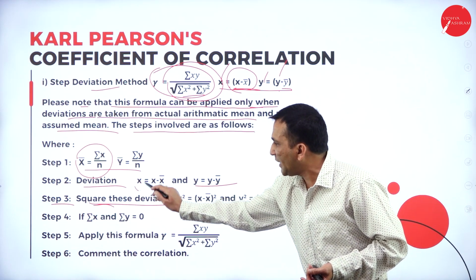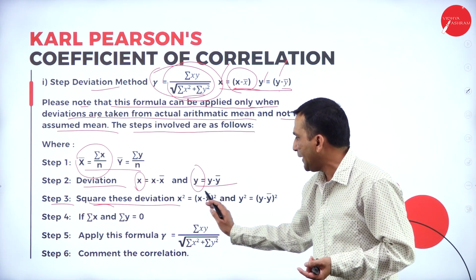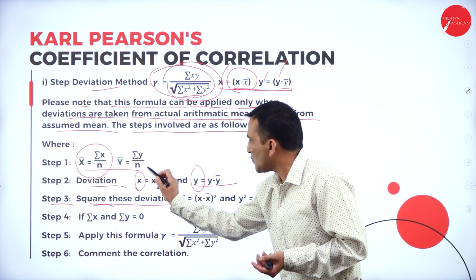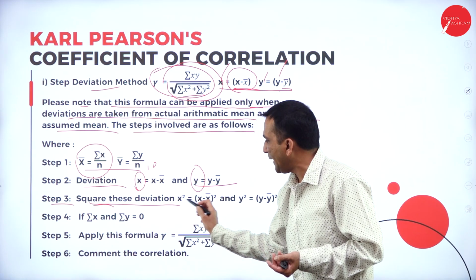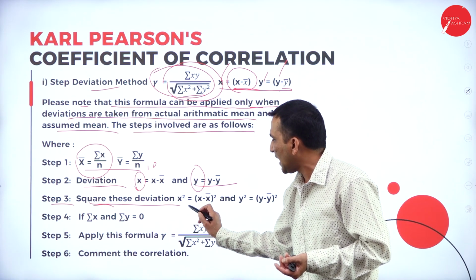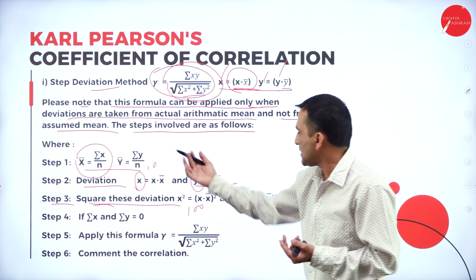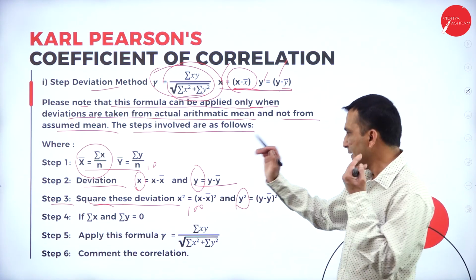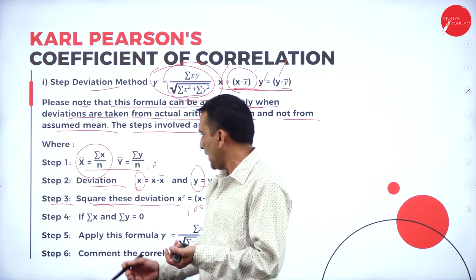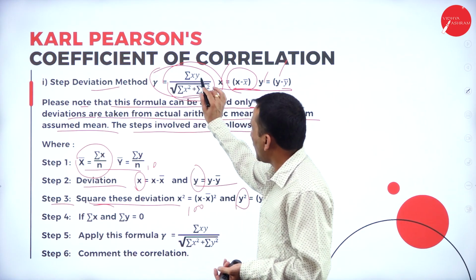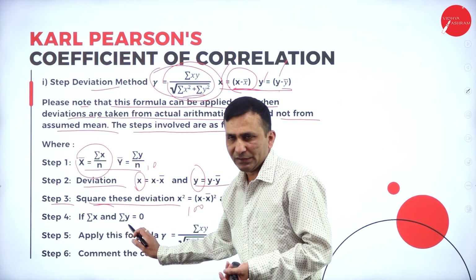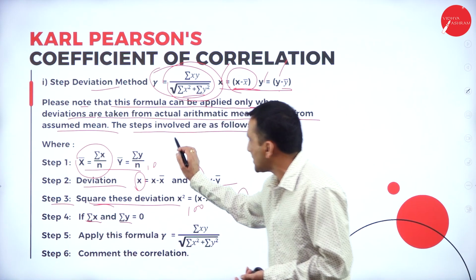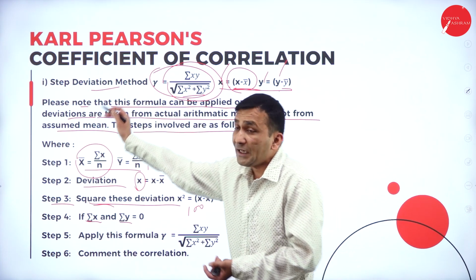Whatever we calculated for x and y, go for the square. Suppose the x value you are getting is 10, if you write the square it means 100, right? So just multiply, and the same thing is applicable for the y series also. Now step 4, what we need to do: according to the formula we need to take the total. Here sigma x and sigma y, from the actual calculation values of deviations.